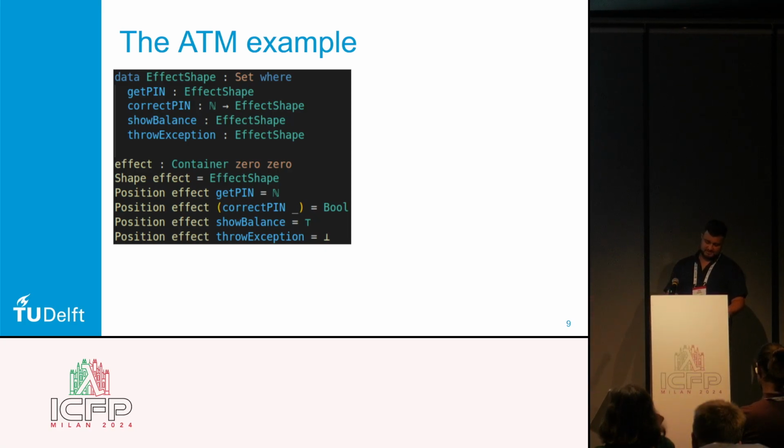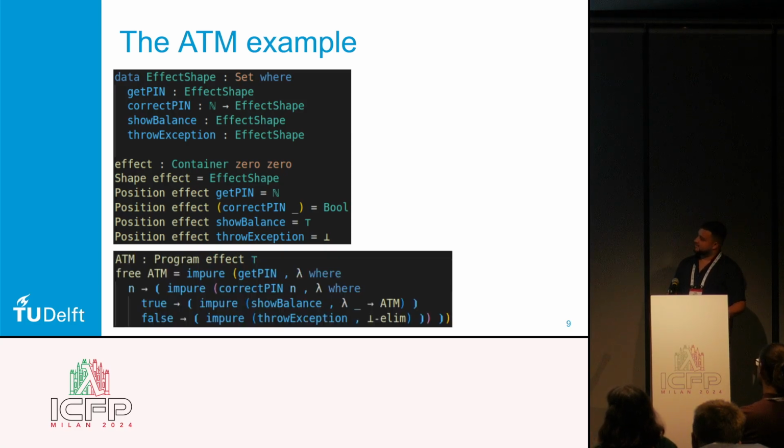We can then use that effect to define the following program, which is the precise implementation of the ATM that we saw earlier as a label transition system. We can see here that we do a get pin, after which we do a correct pin, and depending on the result of the correct pin, we either show the balance and return back, or we throw an exception and halt. So this is the representation of programs that we're going to be using in the framework that we have.